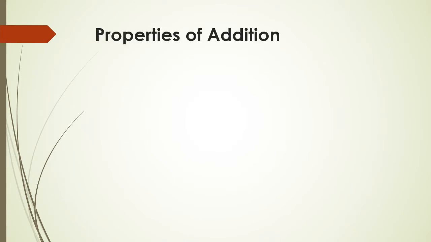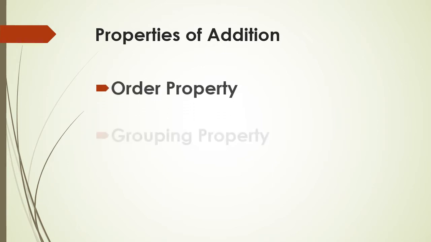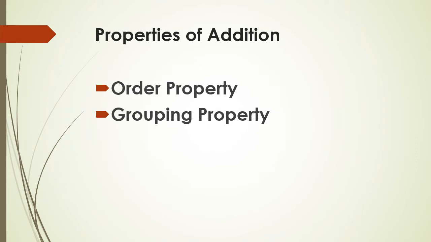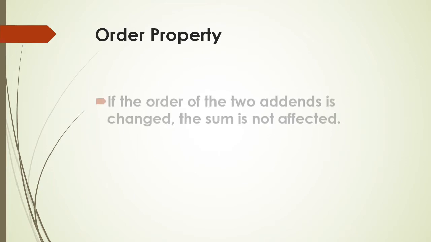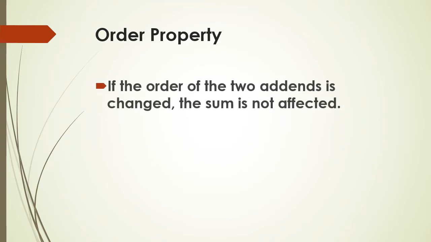Properties of addition. We are going to discuss three properties: order property, grouping property, and property of 0. First we will see the order property. If the order of the two addends is changed, the sum is not affected.